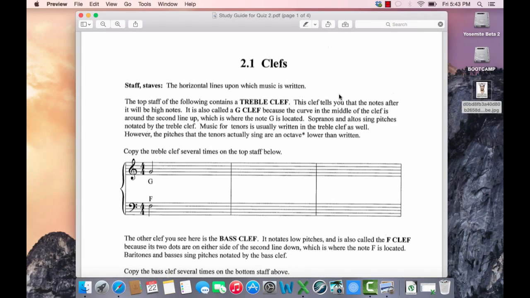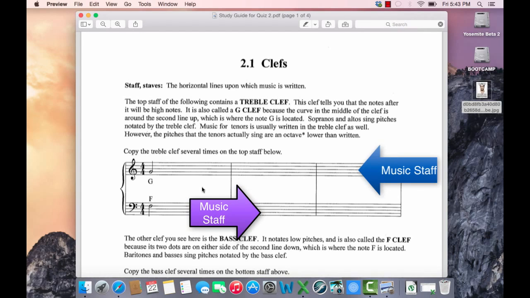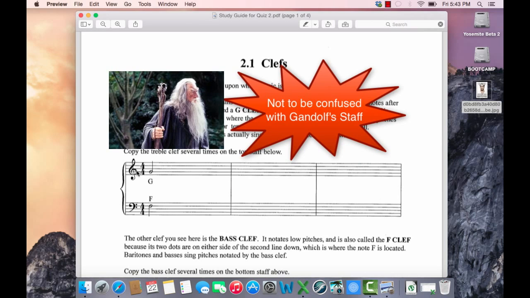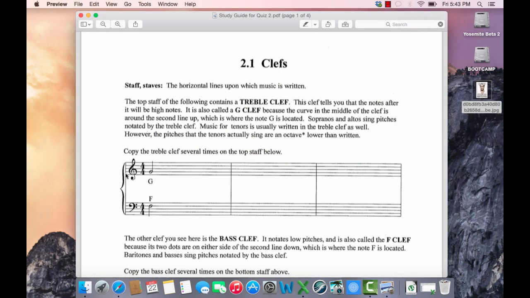Hi, this is the flipped classroom video for Level 1, Quiz 2 of Music Theory. There's a few concepts that if you understand, you'll be able to ace this quiz. One is that these 5 lines are called the staff, and the staff is where we write notes. Music is organized by clefs to help us perform and play music easier.